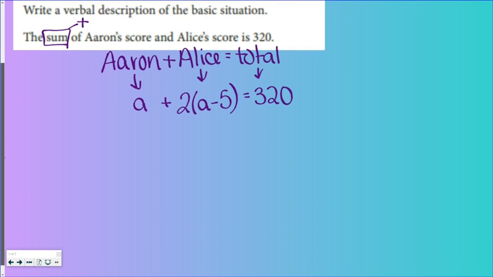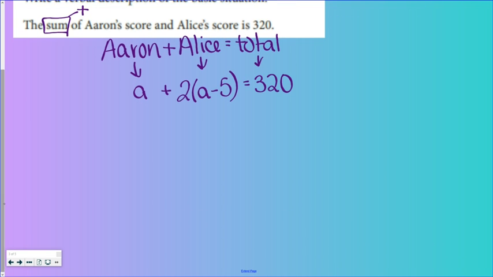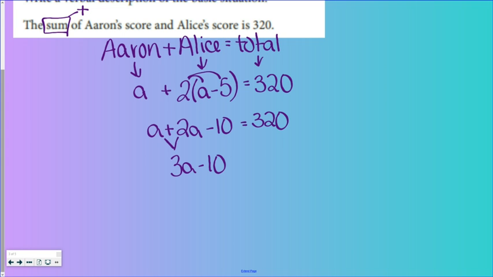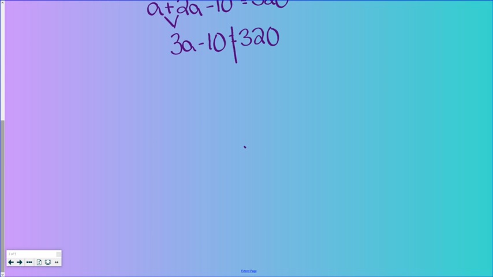Now that we've set up our equation, we can go ahead and solve. Start by distributing to get rid of our parentheses. So A plus 2A minus 10. Pay attention to your signs there. 2 times negative 5 gives us negative 10. Combine your like terms. A plus 2A is 3A. And then we're ready to solve.